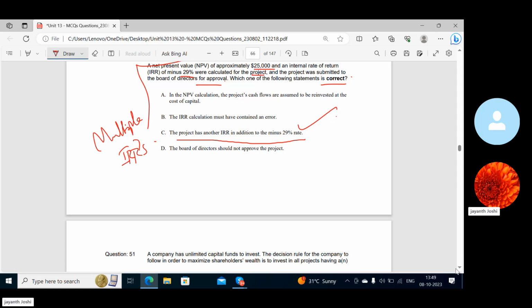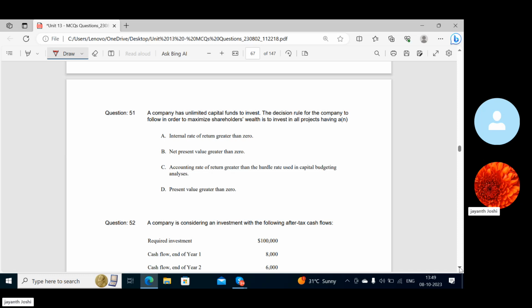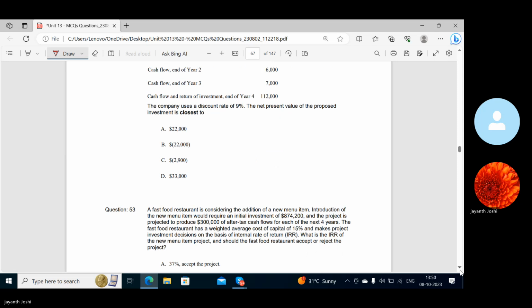Okay, sir. Company has unlimited capital funds to invest. The decision rule for the company to follow in order to maximize shareholders' wealth is to invest in all projects having what? So what can be the answer for this? NPV greater than 0. Yes. If you have a positive NPV, you can invest in the projects, right? Yes. Next question.